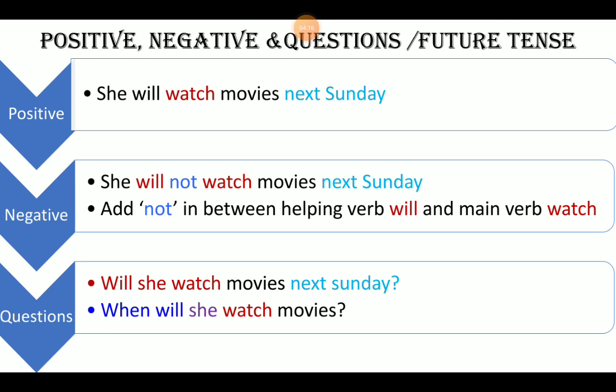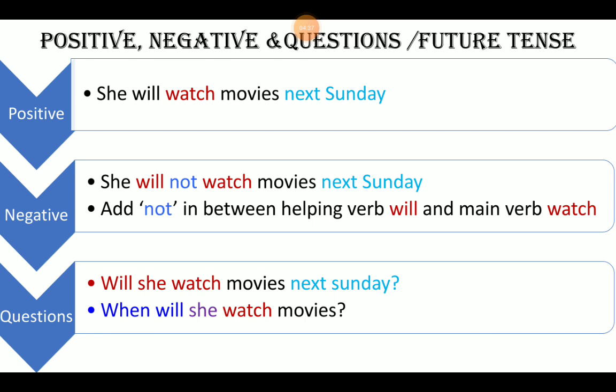And then questions. For questions, as usual, you have to transfer the auxiliary verb will to the beginning, right? Here, what is the auxiliary verb? Will. So it should be in the beginning. Will she watch movies next Sunday?